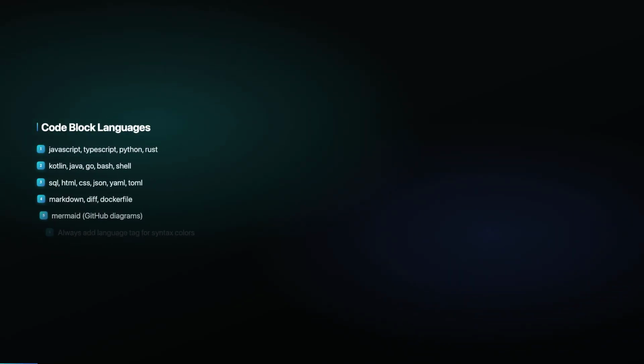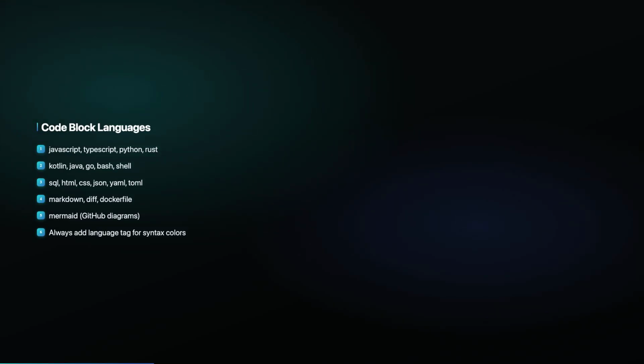Most Markdown renderers support syntax highlighting for dozens of languages. Common tags include JavaScript, TypeScript, Python, Rust, Kotlin, Go, Bash, SQL, and JSON. YAML and HTML are also supported. Using the right language tag gives you proper color highlighting in your code blocks.